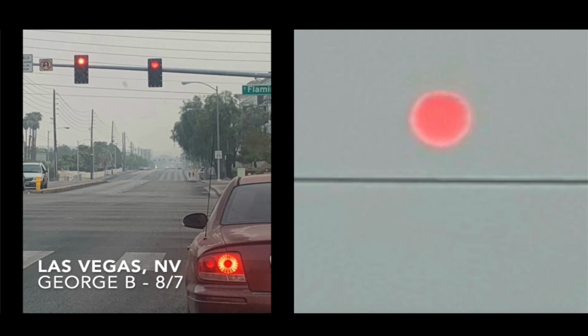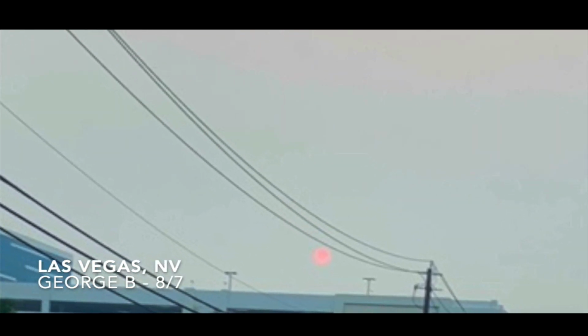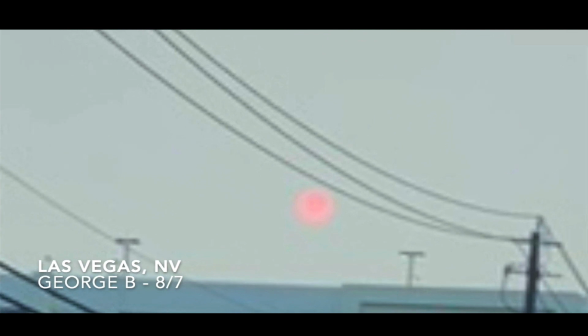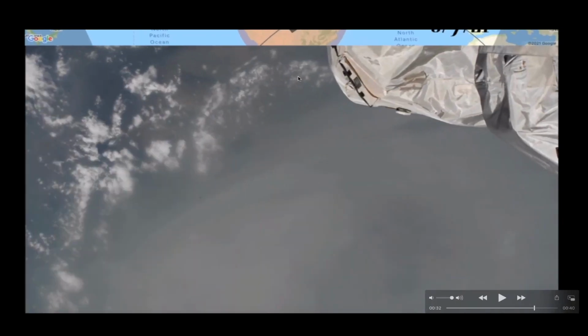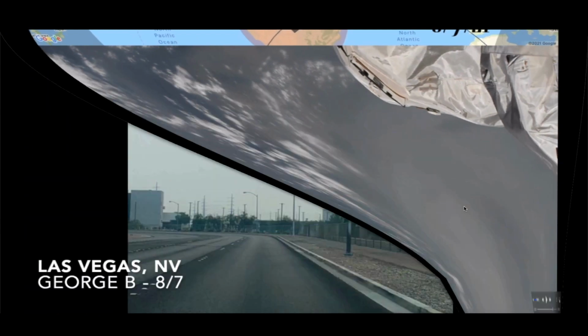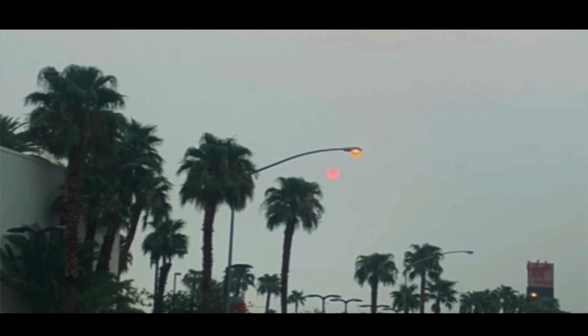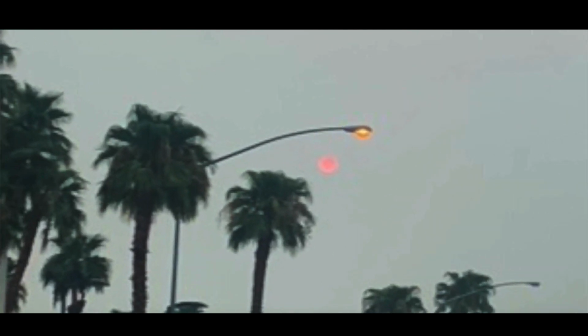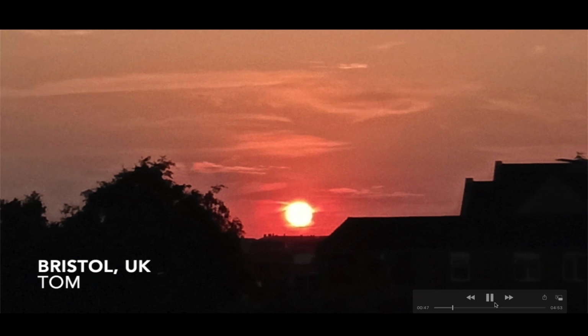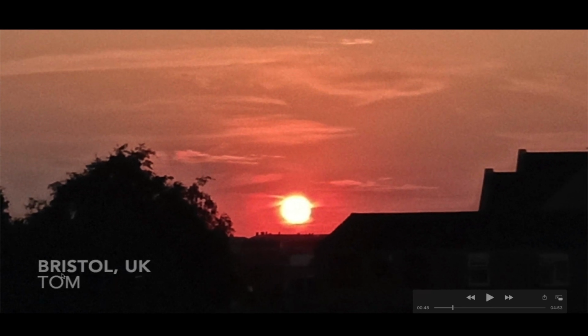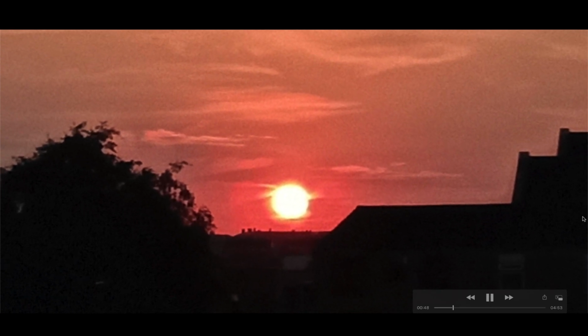Also yesterday, sent in by George B., who looked up and saw a red sun in the sky as all of that wildfire smoke that we saw even here from the International Space Station seemed to just stall over Las Vegas and Salt Lake City, Utah. It was very thick yesterday, and a lot of it was coming from California, even influencing the sunset in Bristol, United Kingdom. Photos sent in by Tom.